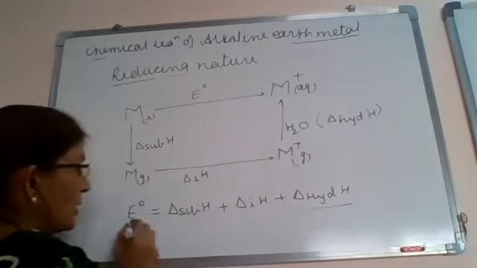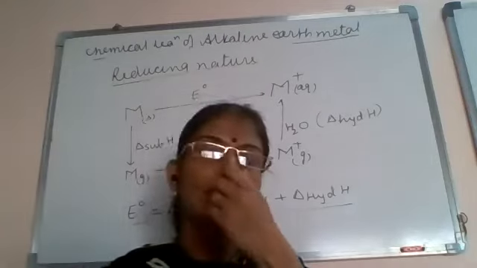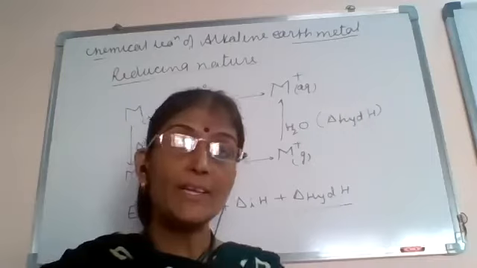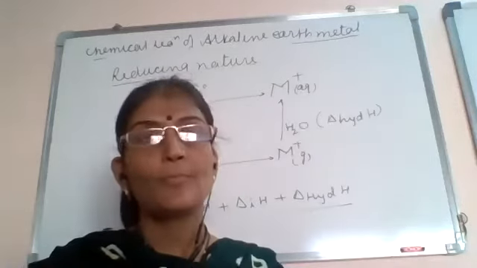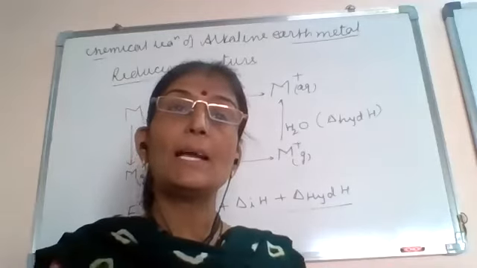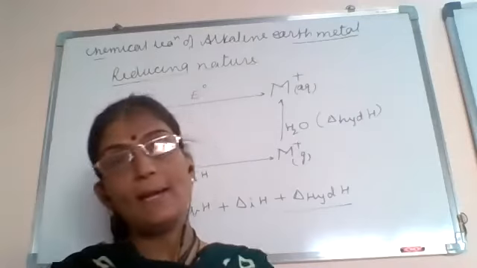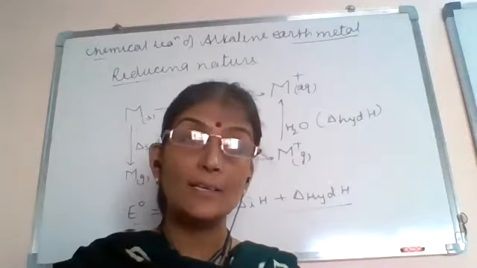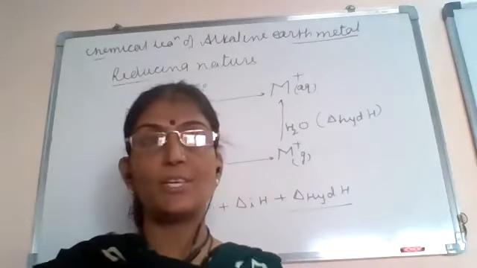So we were studying reducing nature. Reducing nature means the tendency of any metal to lose electron. Now how can we decide the tendency to lose electron? By E naught value. What does the E naught value depend on? It depends on sublimation, hydration and ionization enthalpy. The metal which has more E0 value will be a better reducing agent.